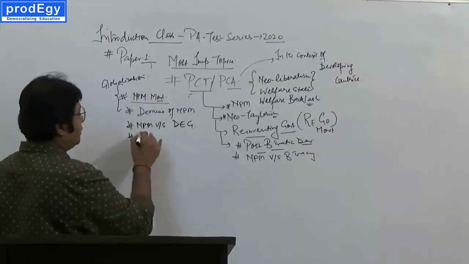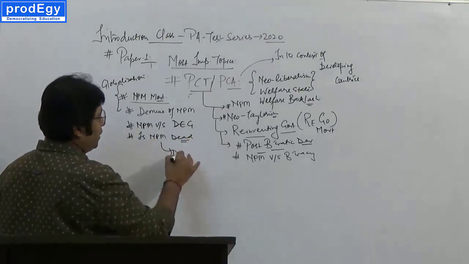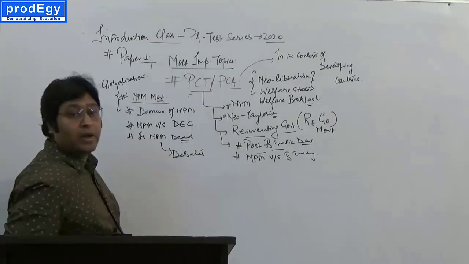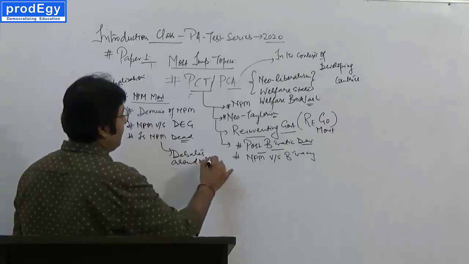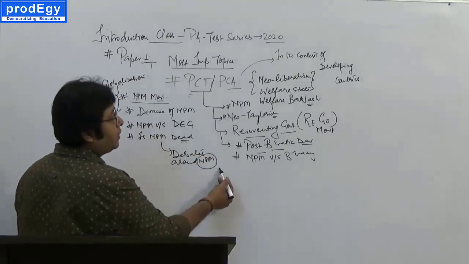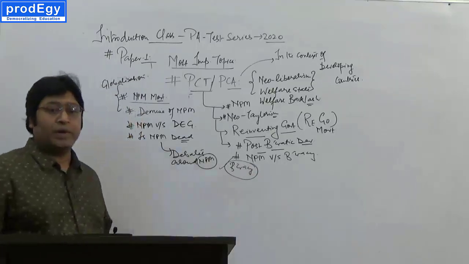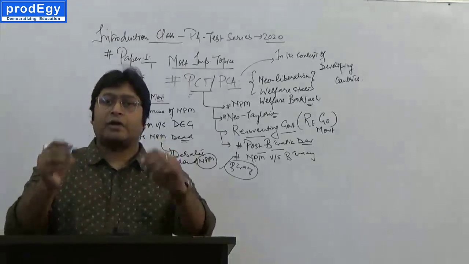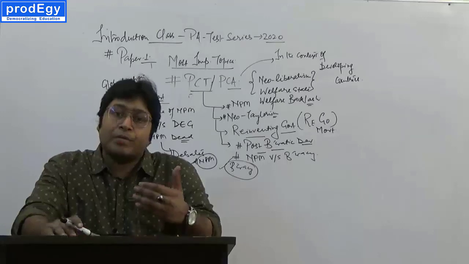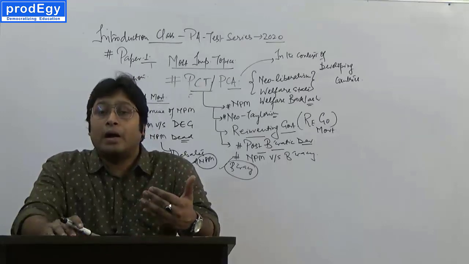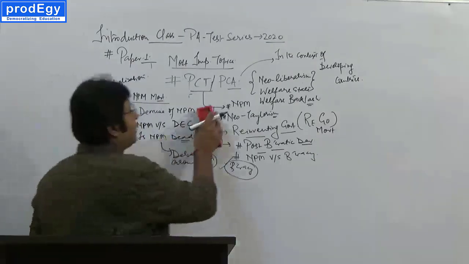So, is NPM dead? That means what? We don't just have to understand NPM, we also have to understand the debates around NPM. And are we seeing the revival of the bureaucracy? Has NPM outlived its utility or not? Now that is also an aspect of understanding, right? So, critique of NPM, then NPM versus bureaucracy, NPM versus NPS, right? That is also an important area.